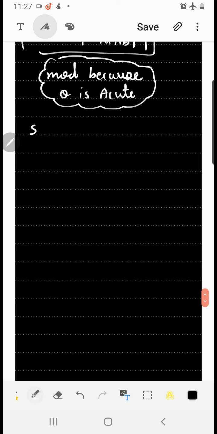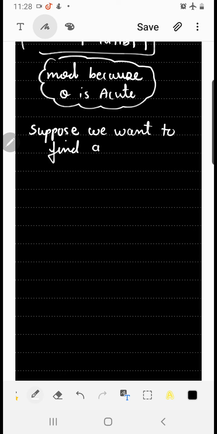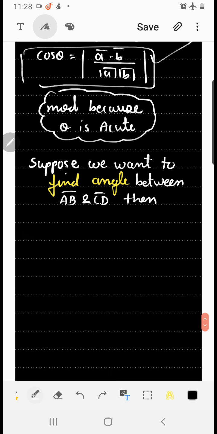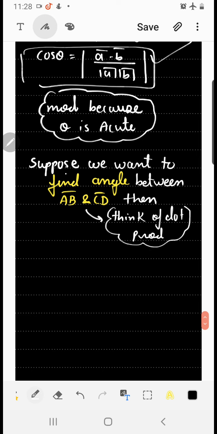So suppose we want to find the angle between AB bar and CD bar. In this statement you see find angle, and between which vectors we have to find it: between AB bar and CD bar. So when I say find angle between AB bar and CD bar, I think of what? Think of dot product. This you need to keep in mind.